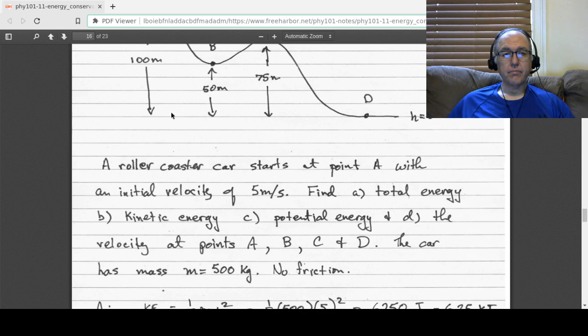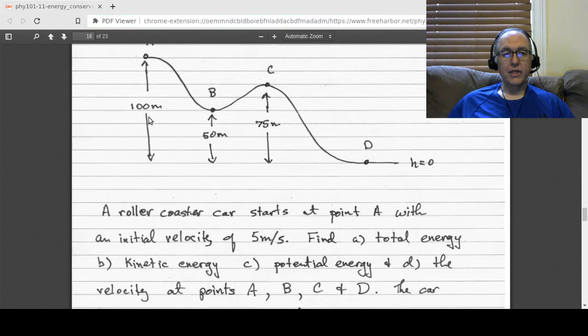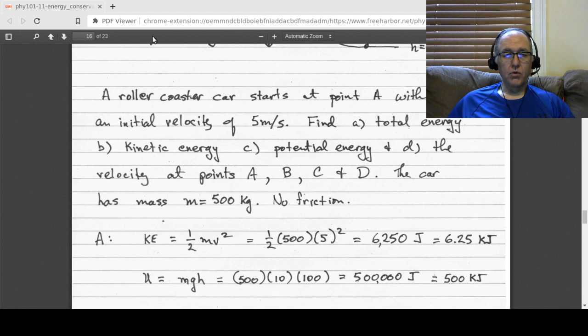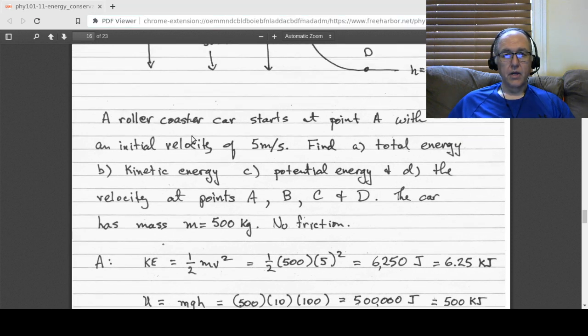Let's do this problem. Okay, so just look at the numbers here because they're going to scroll off. A is 100 meters above ground level, B is 50, C is 75, and D is right at ground level, which I called h equals 0. Okay, so here, a roller coaster car starts at point A with an initial velocity of 5 meters per second. I just changed it.